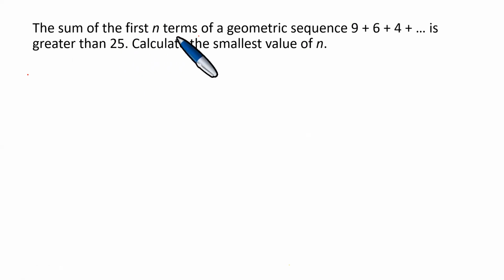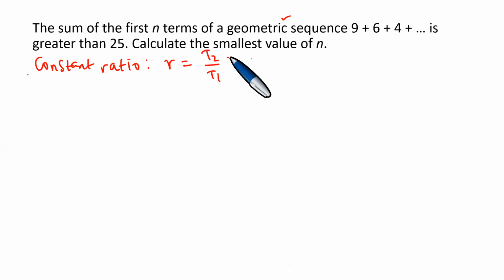The sum of the first n terms of a geometric sequence, 9 plus 6 plus 4, is greater than 25. Calculate the smallest value of n. So obviously here we're looking for something because it is a geometric sequence, so we have something called a constant ratio. We call that r. Second term divided by the first term. Second term here is the number 6. The first term is the number 9. And so it is therefore divided by 3, 2 times, 3 times.